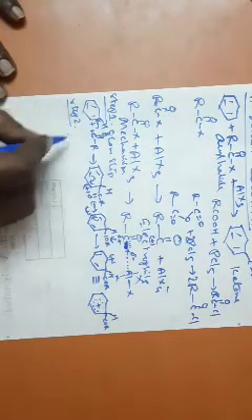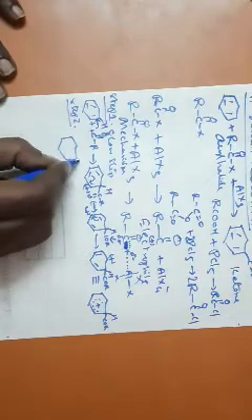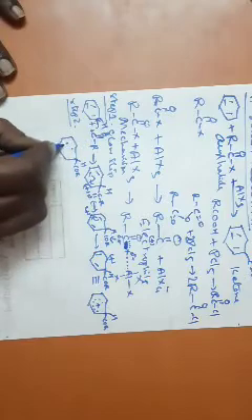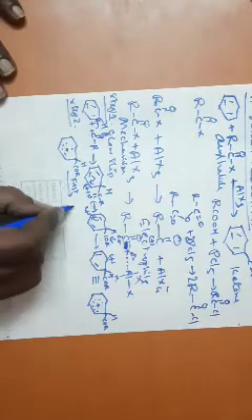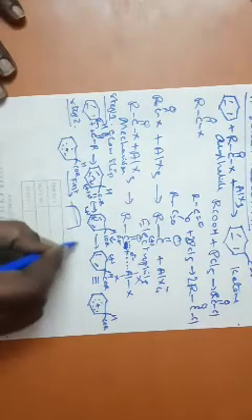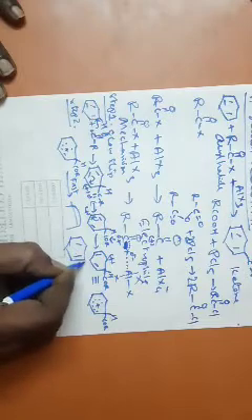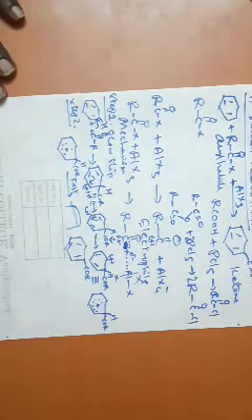The second step: the acylated intermediate loses the proton in a fast manner to give you the keto compound.